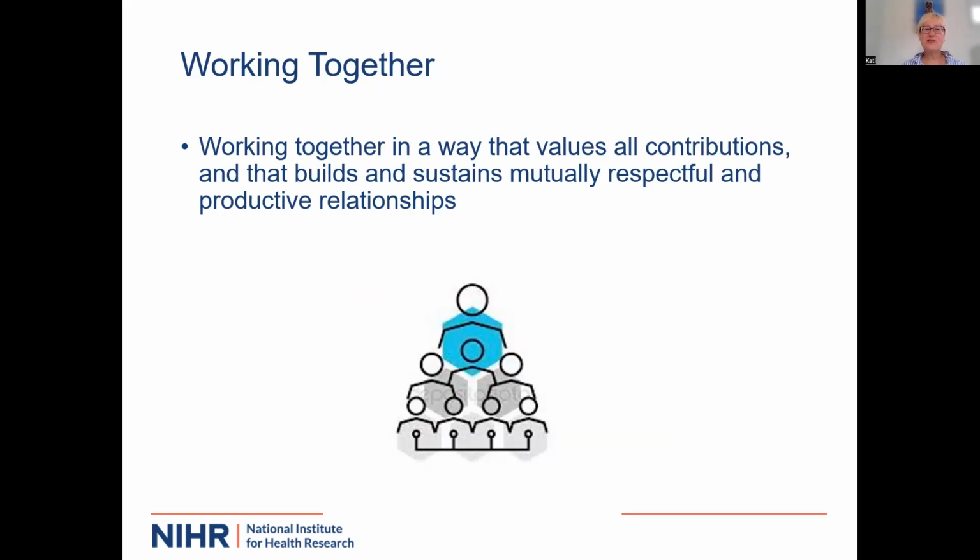Working together. So this is working together in a way that values all contributions, and builds and sustains mutually respectful and productive relationships. And Funmi talked about this in her part. I think for me, the most important thing here, Funmi was talking about power, is that it's very important at the outset to really address what we call hierarchies of knowledge. Research knowledge, clinical knowledge, often what the public and patient people can bring is even now regarded as somehow inferior to that. So it's all about trying to create a level platform so that everybody's perspective and expertise, from their particular experience and knowledge, is reflected and explored and shared and used.